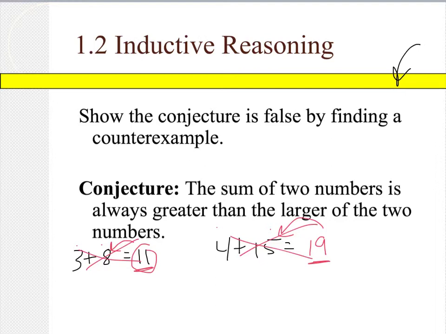Look at your number of 0 plus 3. What is 0 plus 3? It's 3. So the conjecture says the sum of the two numbers is always, that's your key, always greater than the larger of the two. My sum here between 0 and 3 is 3. Is 3 larger than 3? No, they're the exact same. This says always, and 3 is equal to 3. So if you add 0 to any number, that disproves that conjecture. It is a counterexample.